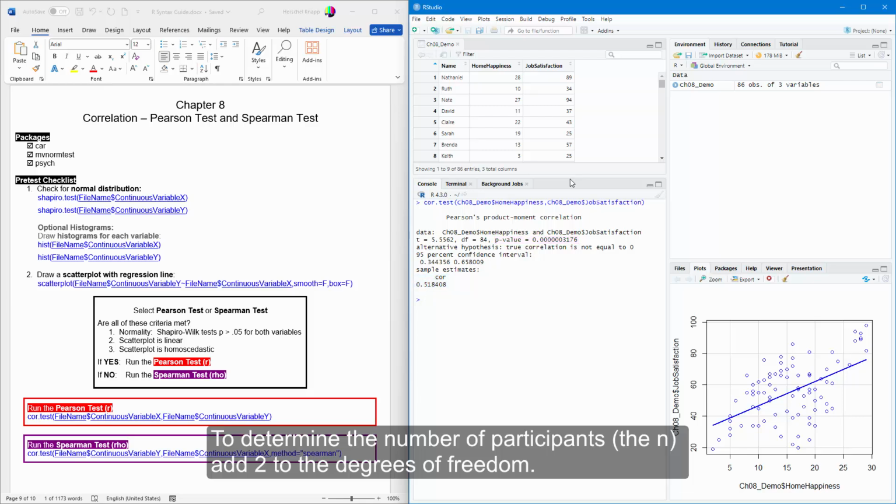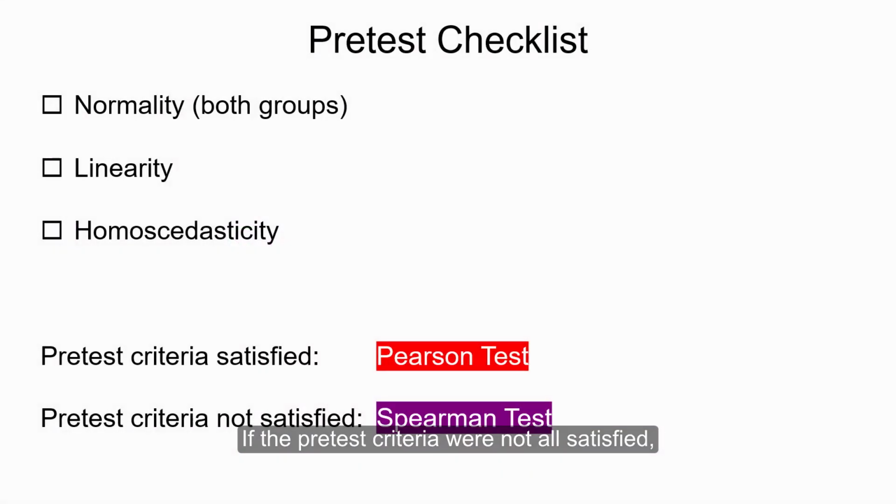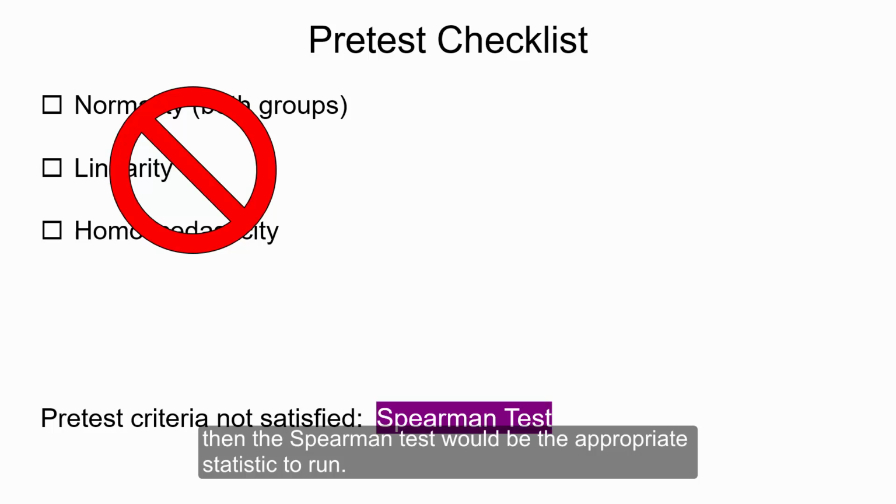To determine the number of participants, the n, add 2 to the degrees of freedom. 84 plus 2 tells us that this analysis consists of data from 86 participants. If the pretest criteria were not all satisfied, then the Spearman test would be the appropriate statistic to run.